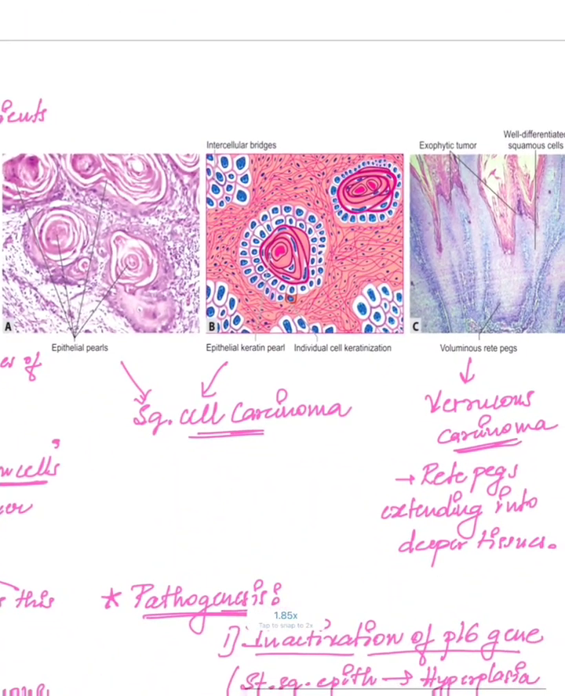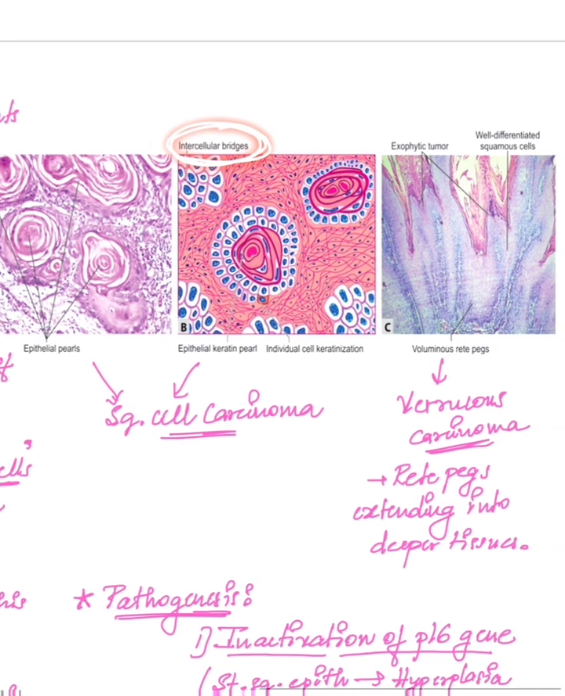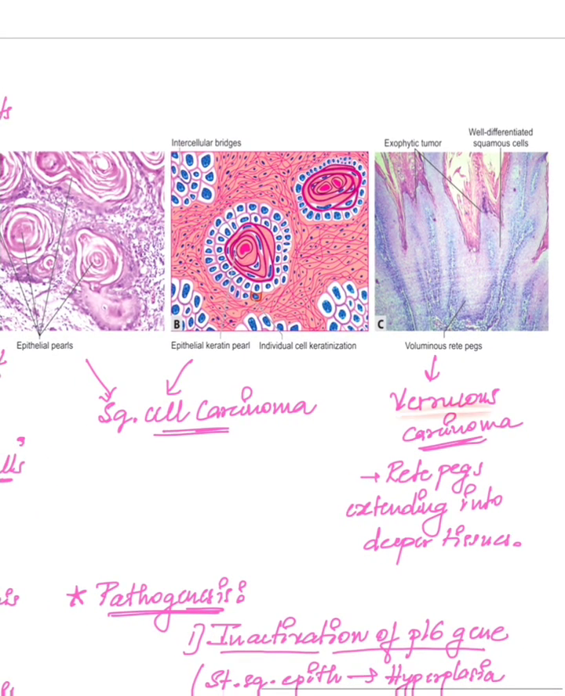Coming to the microscopic features, in squamous cell carcinoma with H&E staining, we can see the epithelial pearls, which are the distinctive feature of this carcinoma. In the diagrammatic features also we can see the epithelial keratin pearls, and there is the presence of intercellular bridges. In verrucous carcinoma, which is an important type of squamous cell carcinoma, we can see the presence of exophytic tumors, well-differentiated squamous cells, and voluminous rete pegs which are descending downwards.